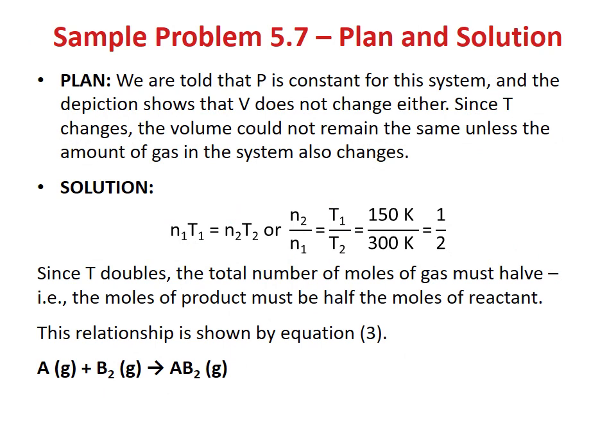These slides give you more explanation of sample problem 5.7, and the answer is 3. A plus B2 goes to AB2. The number of moles is reduced to half.